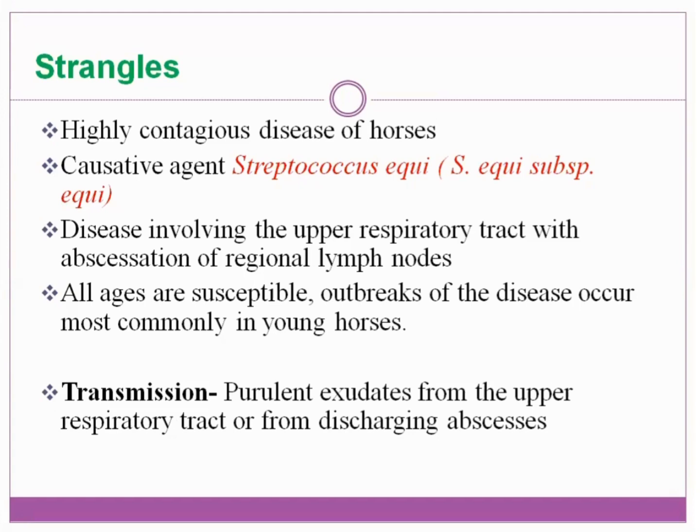Transmission: how is the Streptococcus equi bacteria transmitted from one horse to another? Purulent exudate from the upper respiratory tract or from discharging abscesses. So discharge from the abscess and upper respiratory tract secretions commonly transmit the disease from one horse to another horse.